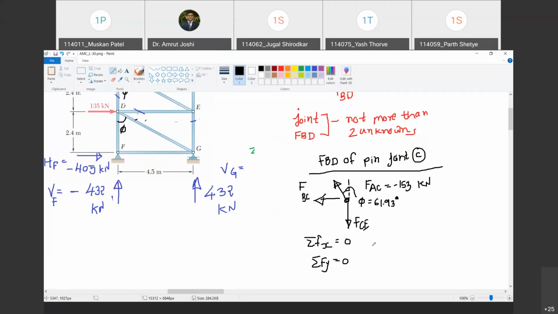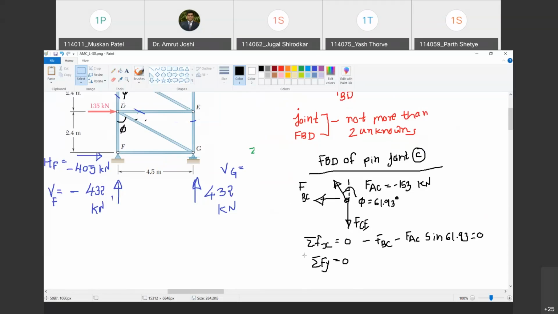So summation Fx equal to 0 gives me what? FBC, but minus. Why? Because it is in the negative x direction. Do you agree with me? Yes, sir. And minus FAC. Should I write sine or cos? Sine. The angle theta between them gets cos theta, the other angle gets sine. So I have to write it as FAC sine of 61.93. Do you agree with me? Yes, sir.